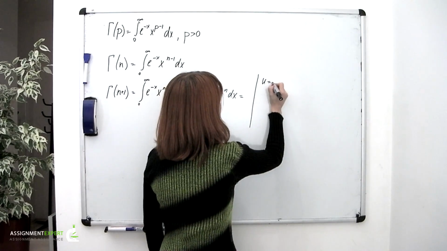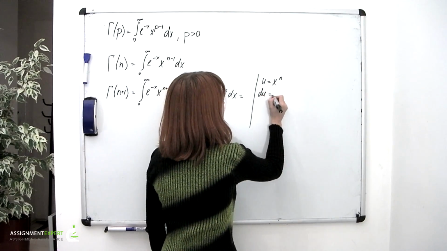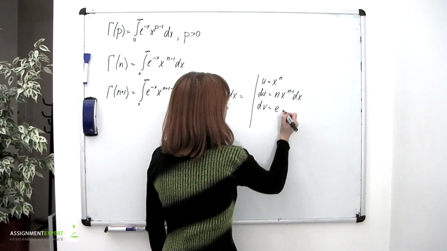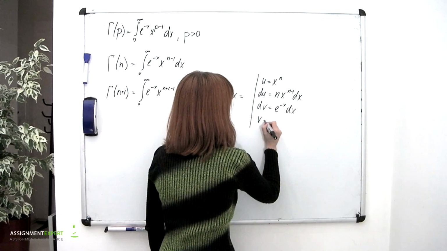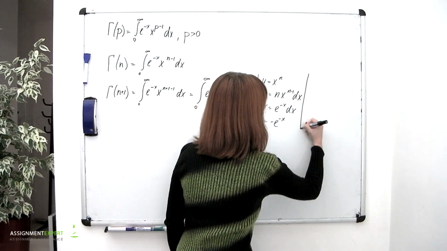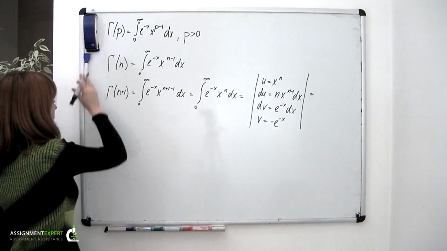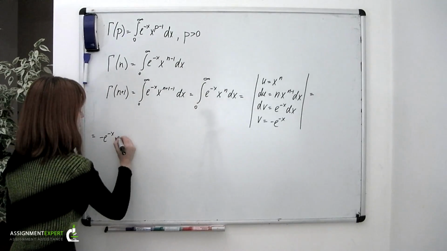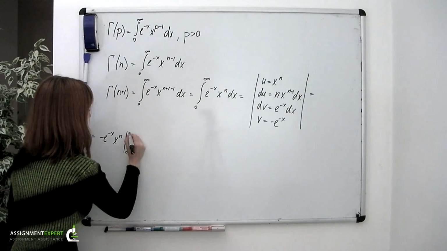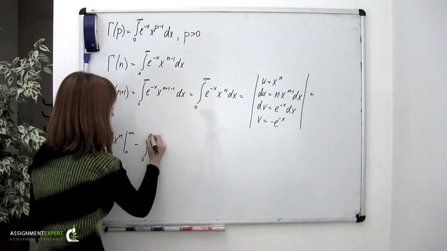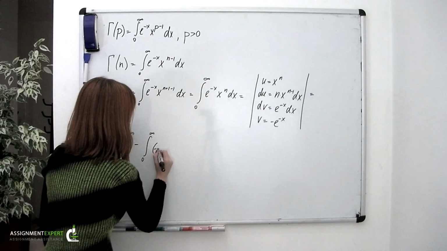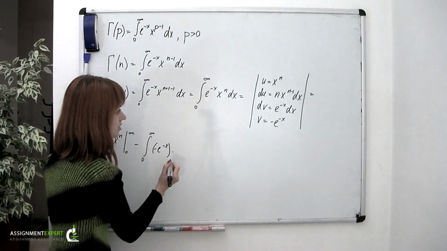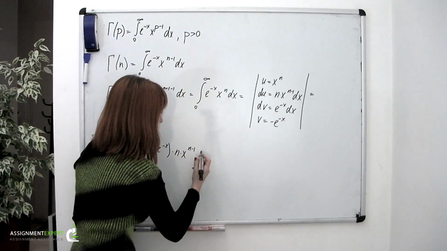So we'll have u equals x to the n, du equals n times x to the n minus 1 dx, dv equals e to the negative x dx, v equals negative e to the negative x. So we have negative e to negative x times x to the n from 0 to infinity minus integral from 0 to infinity of negative e to negative x times n times x to the n minus 1 dx.